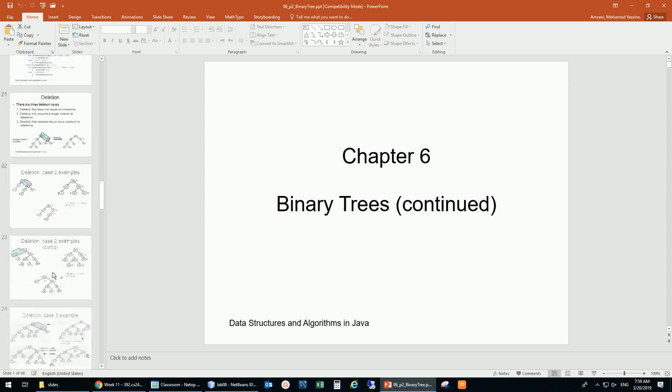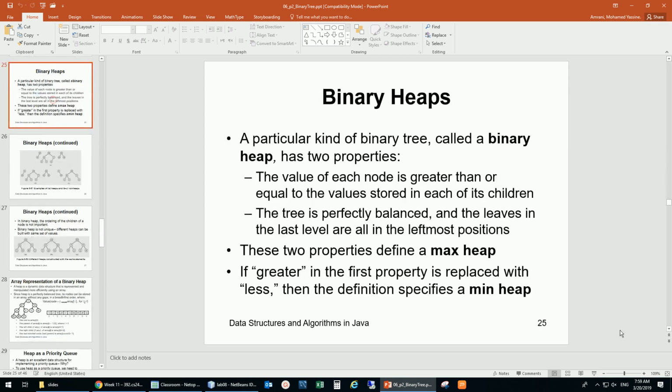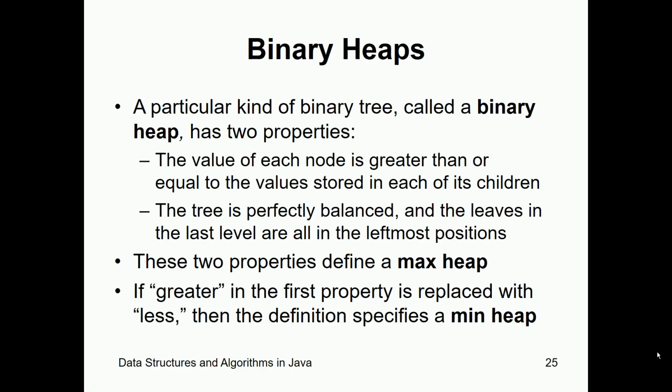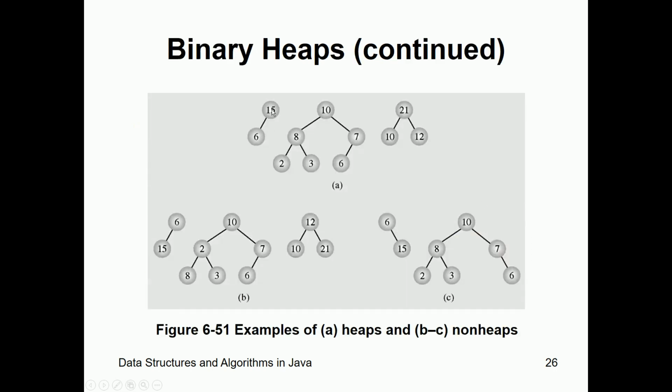Now we've done these deletions, etc., but this is the binary heap. A binary heap is a tree where the value of each node is greater than or equal to the value of each one of its children. For example, this is a type of binary heap. As you can see here, this is bigger than any one of its children. This one is also bigger than any one of its children. So that's the idea of a binary heap.